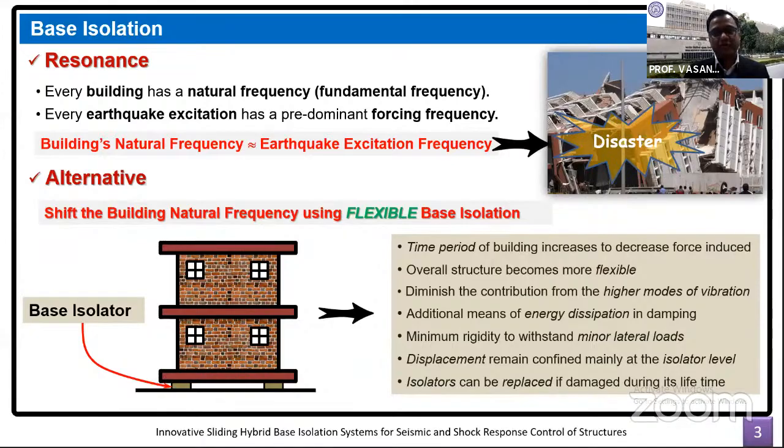So one of the prominent features of base isolation system, as he has mentioned, is avoiding the frequency of the structure matching with the external excitation frequency, that is the major excitation frequency coming from the earthquake. So thereby there is no resonance and there is no excitation causing amplification in the response.